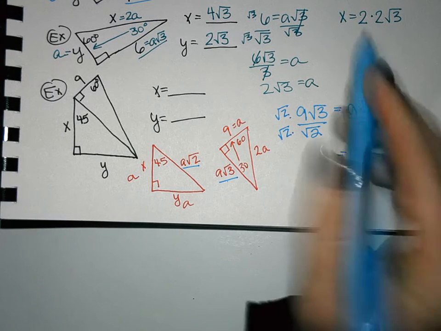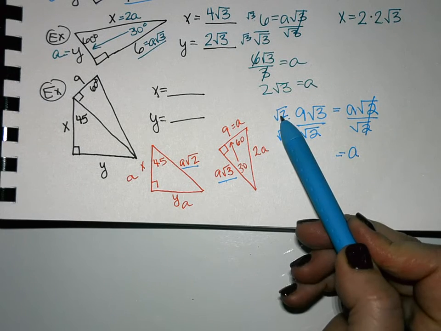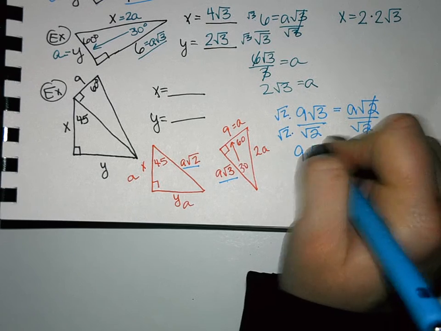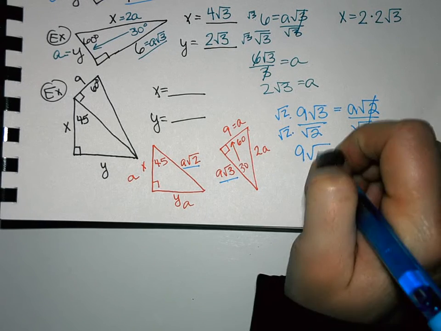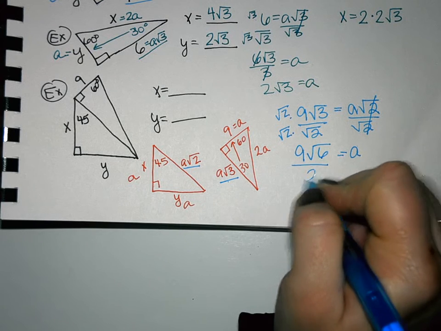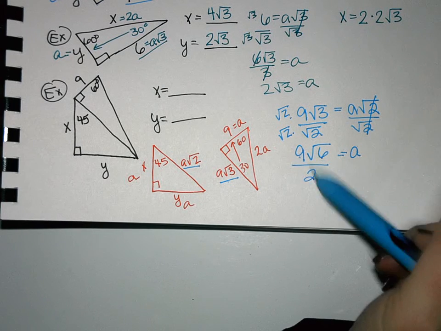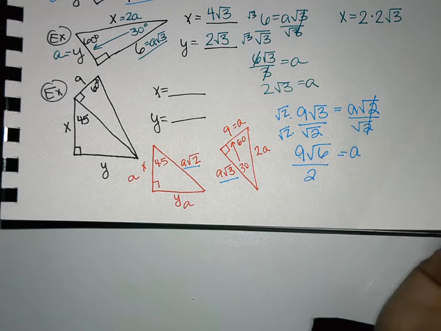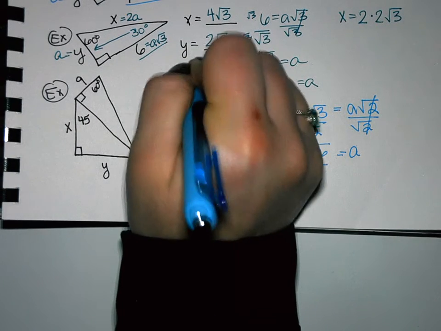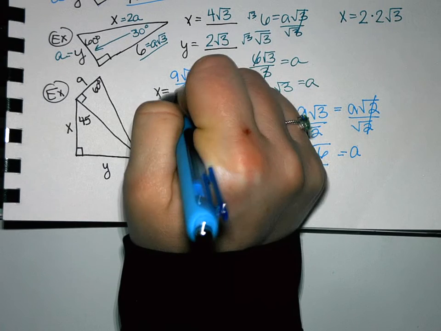Now, square roots get multiplied with other square roots. So we'll have 9 on the outside. What's on the inside? 6. And then on the bottom, just 2. Can we simplify any of the outside numbers? Nope, so we're done. That's our answer. So x is 9 root 6 over 2 and y is 9 root 6 over 2.